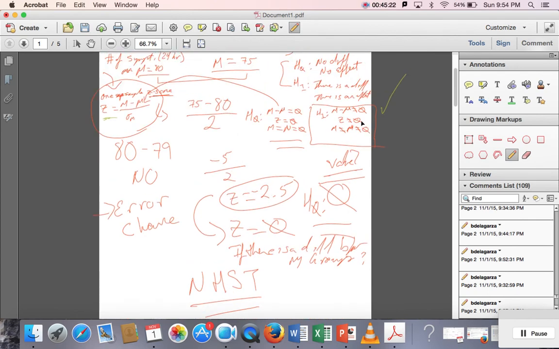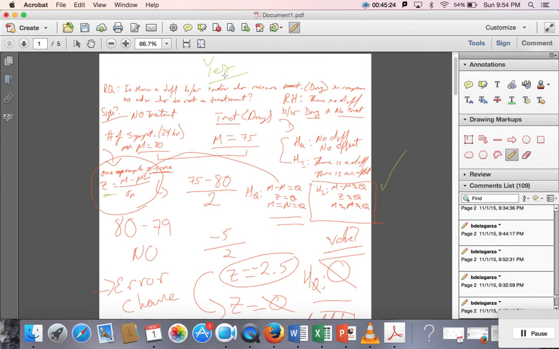They're not equal to 0, and thus, is my hypothesis confirmed? No. My hypothesis is not confirmed. Why? Because I predicted that there was no difference between the drug and the no treatment group. That's what I predicted, no difference. I'm now concluding that there was a difference based on my statistic.